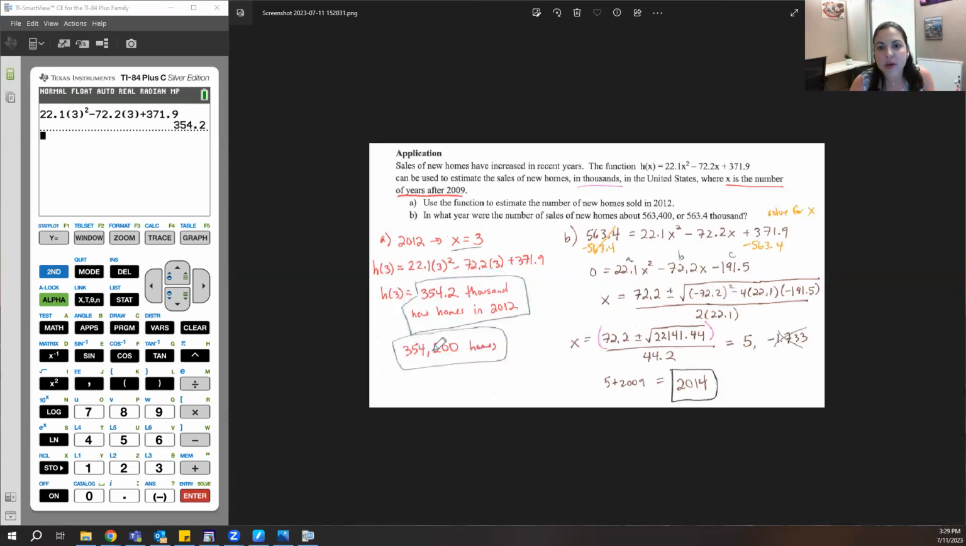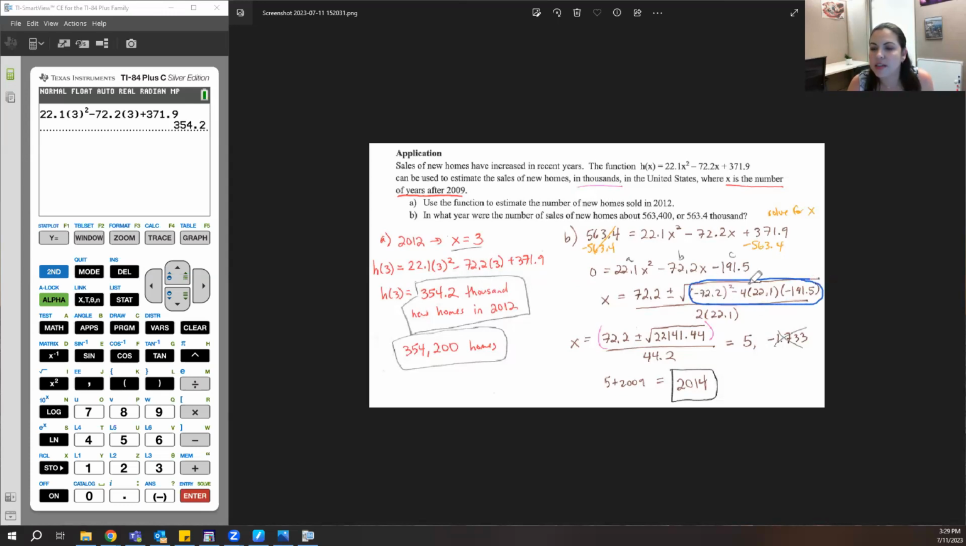For part B, they want us to now solve to figure out in what year the sales of homes were 563.4 thousand. So in this case, we're trying to solve for X. And so we set the equation equal to that number, move it over to standard form, and then from there we can see our A, B, and C values to use in the quadratic formula. This can't be solved by factoring, so we're using the quadratic formula. So we do negative B plus or minus the square root of B squared minus 4 times A times C all over 2A.